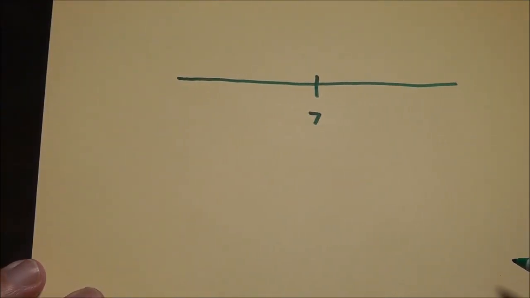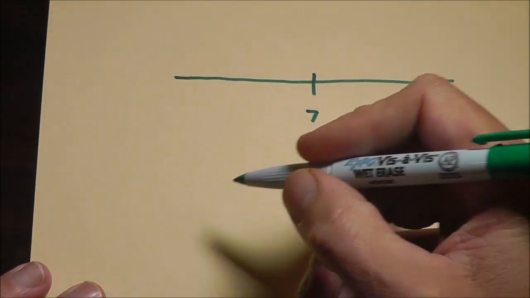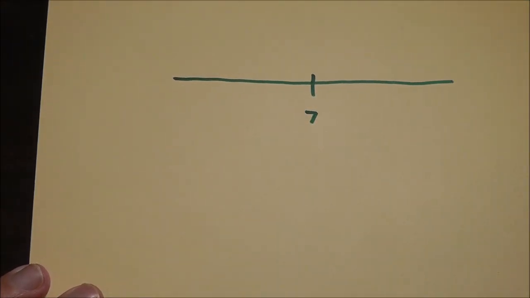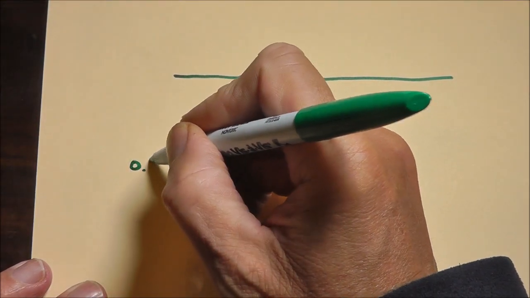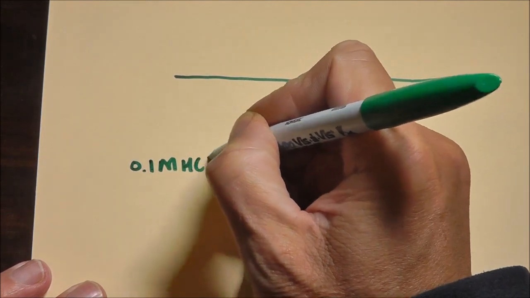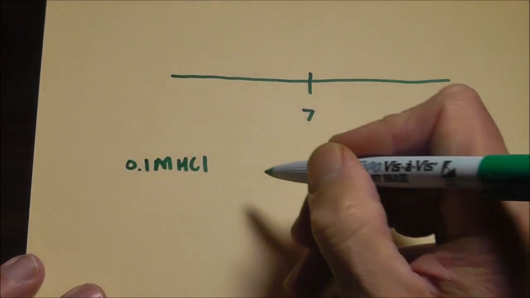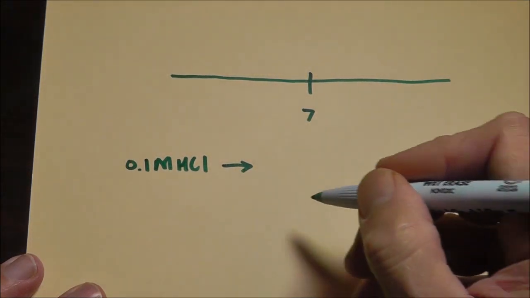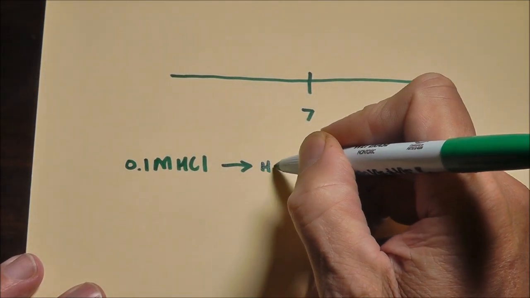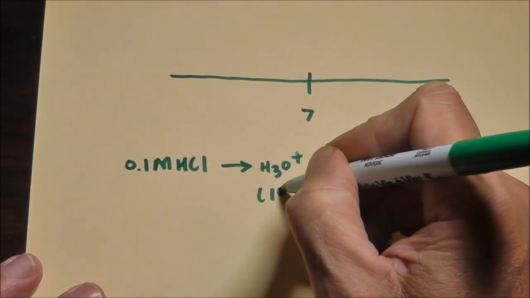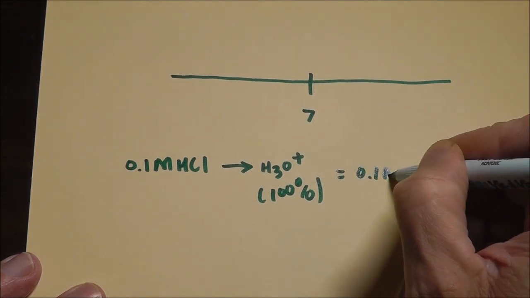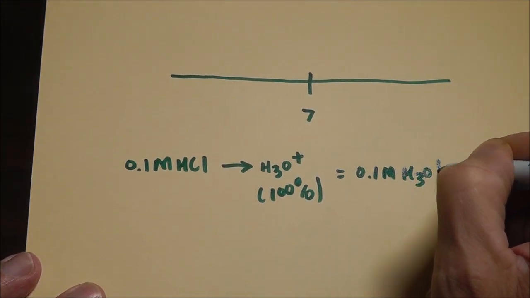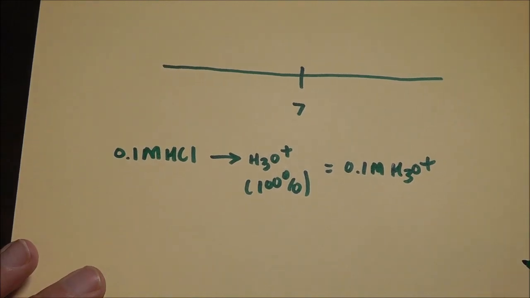Let's say it was your stomach acid. Don't read the bottle. The bottle makes it sound like every part of your body's pH is 7.4. Your stomach acid is 0.1 molar HCl, and that's what we call a strong acid. It is completely dissociated into H3O plus, 100%. So that means this would be 0.1 molar H3O plus.